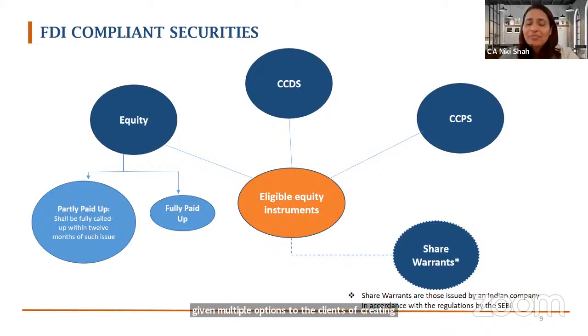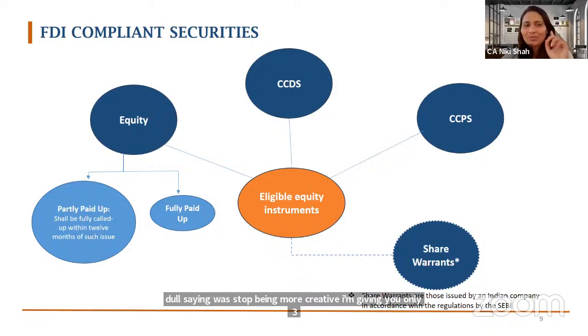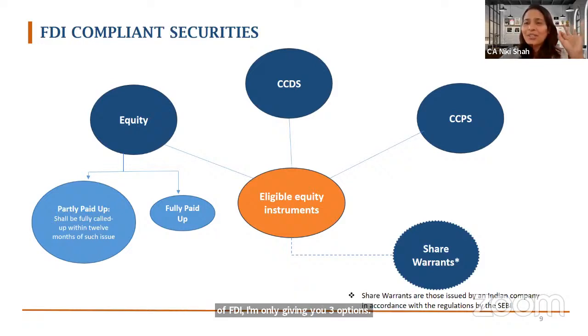On all these instruments, RBI put a stop a few years ago, saying, boss, stop being more creative. I'm giving you only three options. If you want to bring funds into India in terms of FDI, I'm only giving you three options. One, you bring it as pure, simple, vanilla equity shares. Second, you bring it as compulsory convertible debentures or compulsory convertible preference shares.